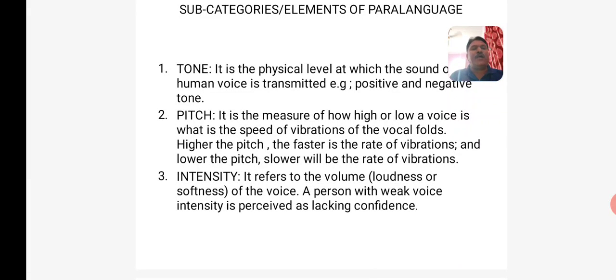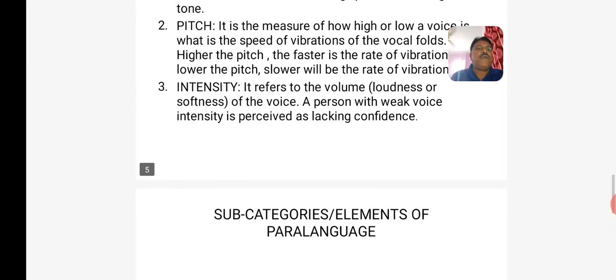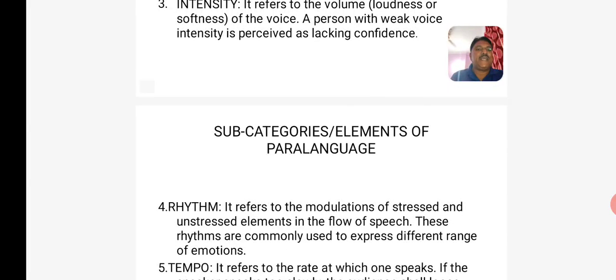The third important element of paralanguage is intensity. It refers to the volume, or the loudness or softness, of the voice. A person with weak voice intensity is perceived as lacking confidence. I have already discussed with you how the intensity of voice matters for judging a particular person and their personality. The person with a high voice will have more confidence. The person with a low voice will be lacking confidence.